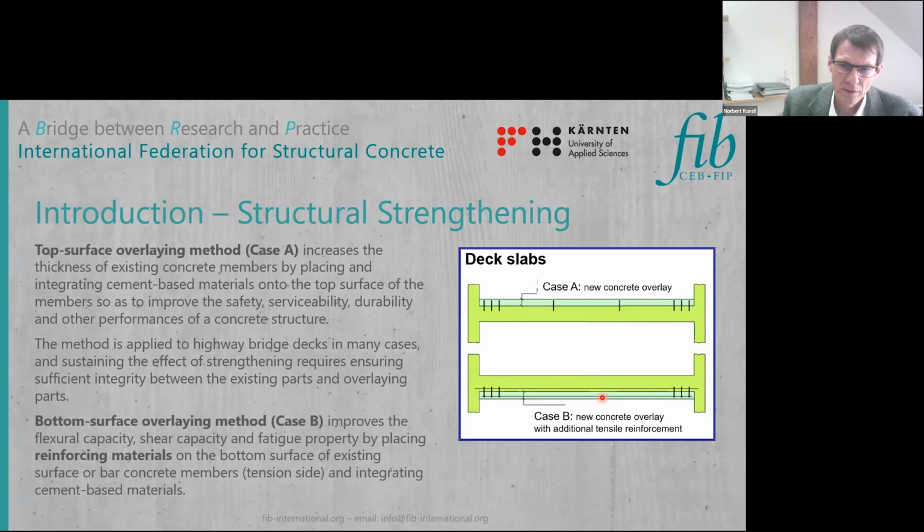In the case of the bottom surface overlaying method, we add reinforcing materials embedded in the concrete overlay. And these reinforcing materials, of course, increase the bending resistance of the cross-section. Also, the inner lever arm is increased.